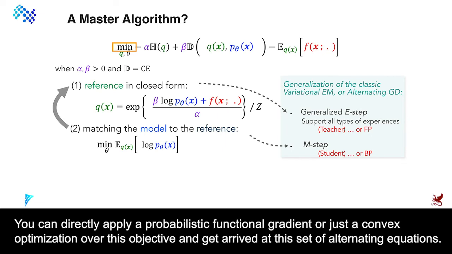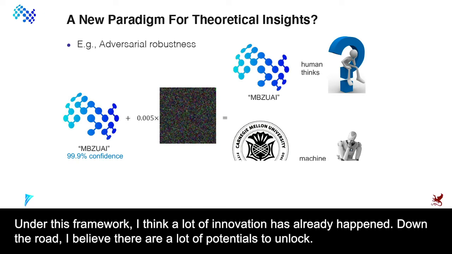You can directly apply a probabilistic functional gradient or just convex optimization over this objective, and you can arrive at this set of alternating equations. Under this framework, I think a lot of innovation has already happened down the road. I believe there are a lot of potentials to unlock.